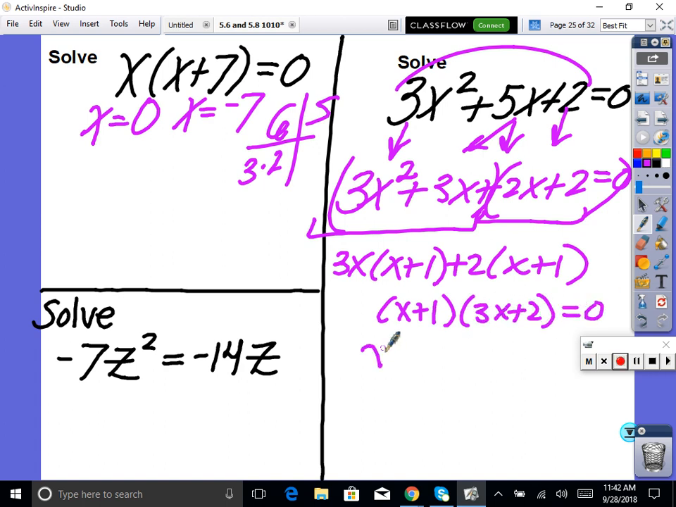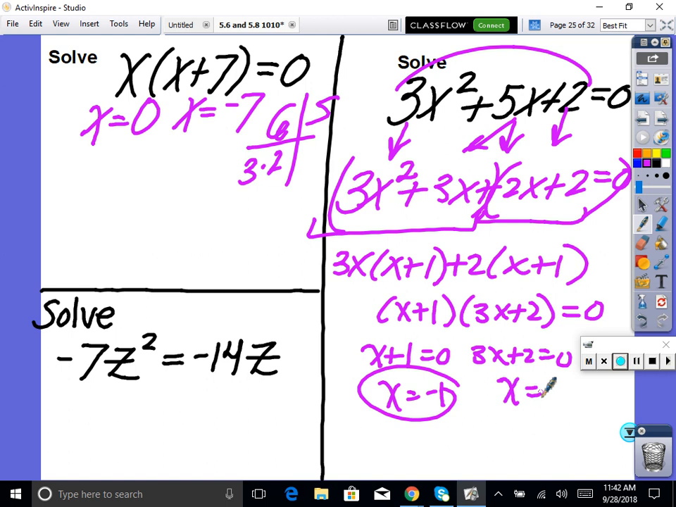Set each of those equal to 0. x plus 1 equals 0. 3x plus 2 equals 0. So x equals negative 1. And x equals, subtract 2, divide by 3, negative 2/3. Are we all good? Yep. Okay, looking right here, what should I do?